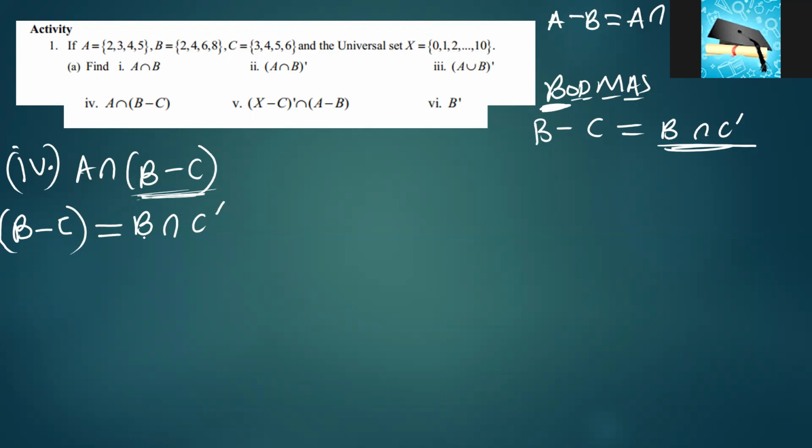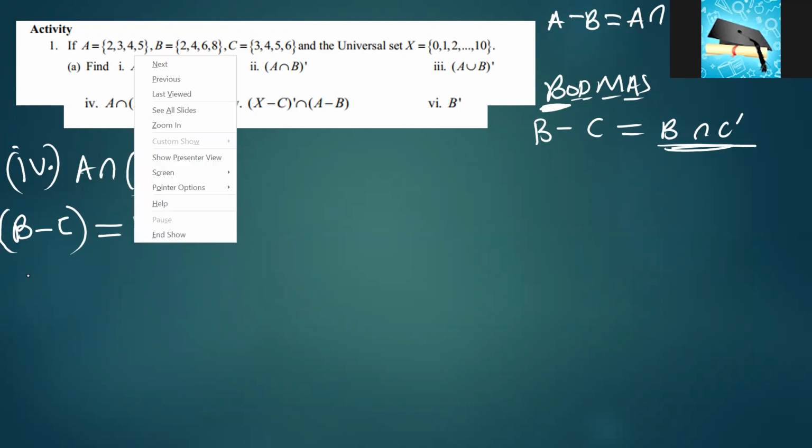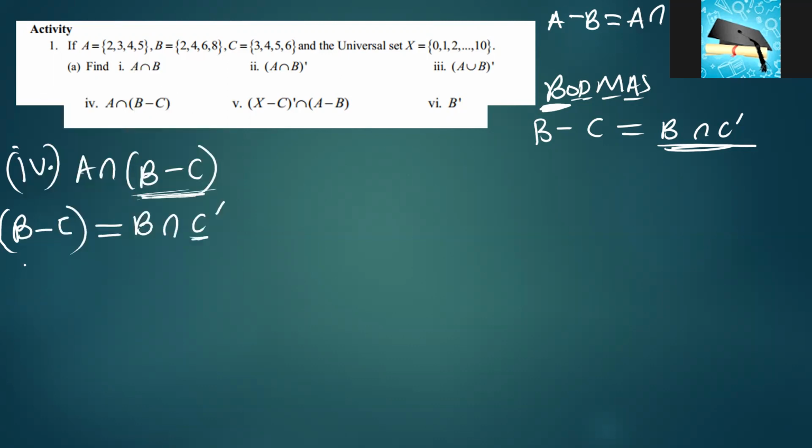So having done this, we can now find what C complement is so that we come and intersect it with B. So C complement.